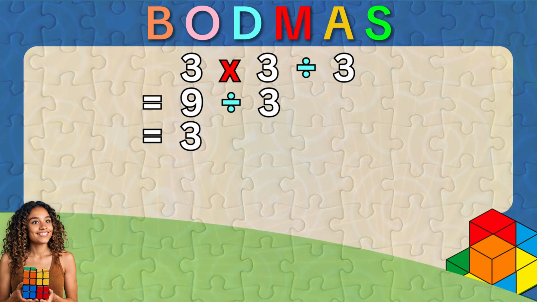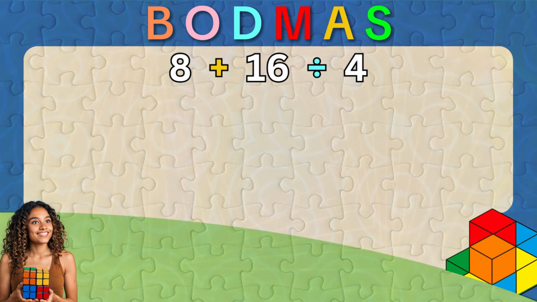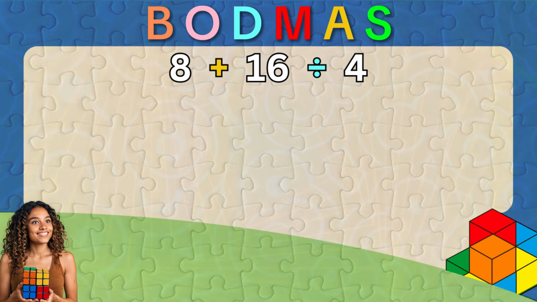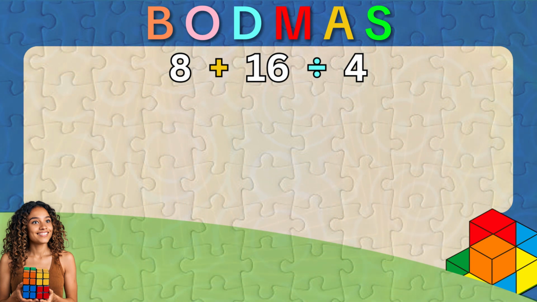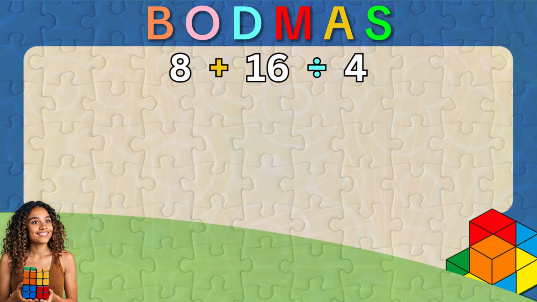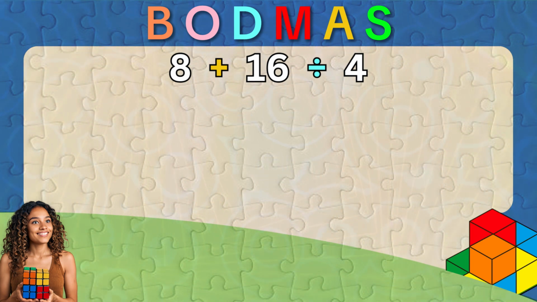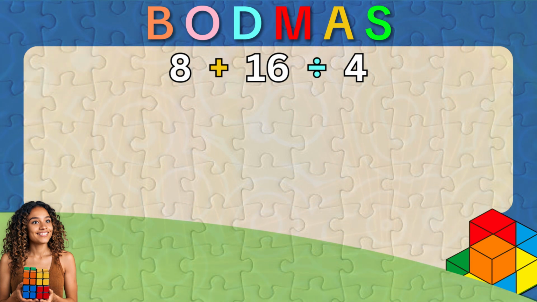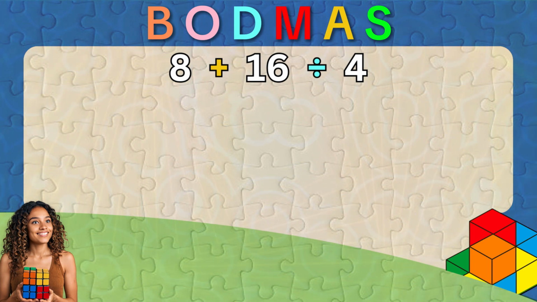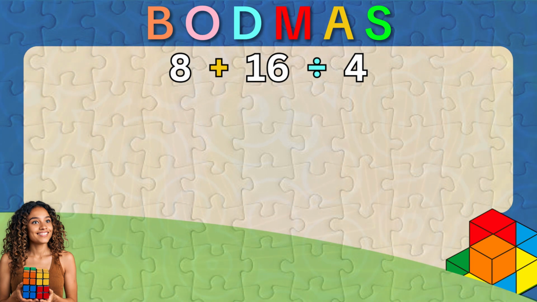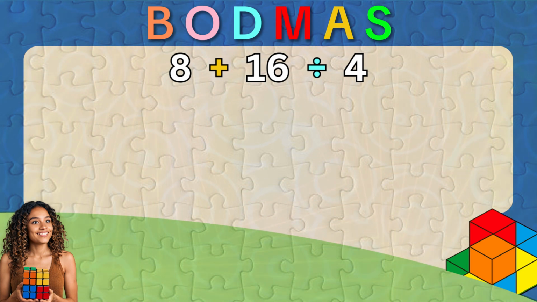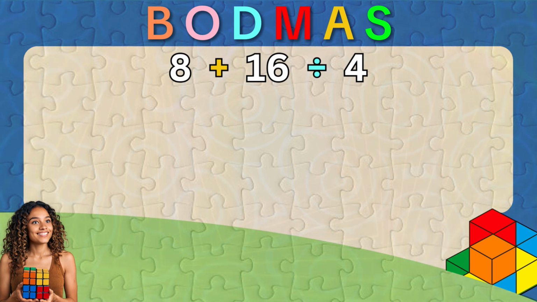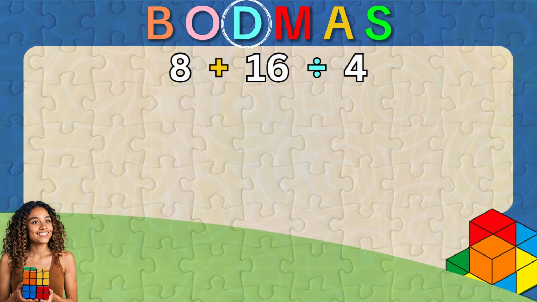Right, let's look at a third example. 8 plus 16 divided by 4. This one is slightly trickier. We have addition and division in the sum, but we can refer to our BODMAS acronym and see what order we need to carry out the operations in. So even though linearly the sum is written with the addition first and the division second, our BODMAS mnemonic tells us that division comes before addition.